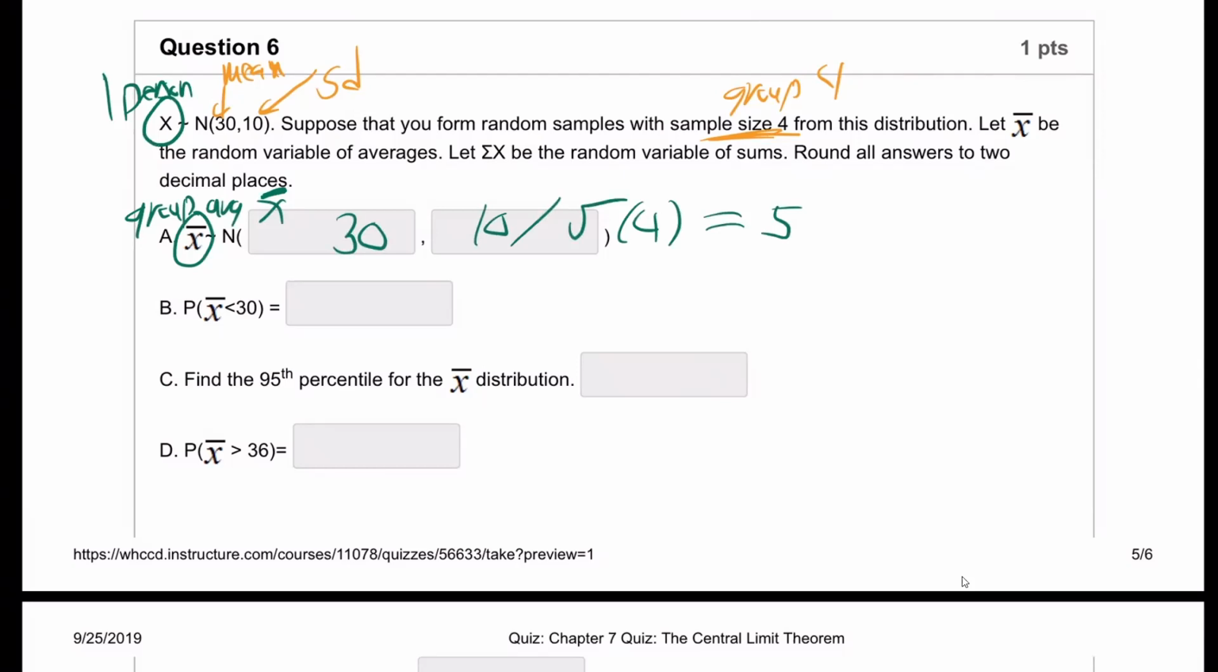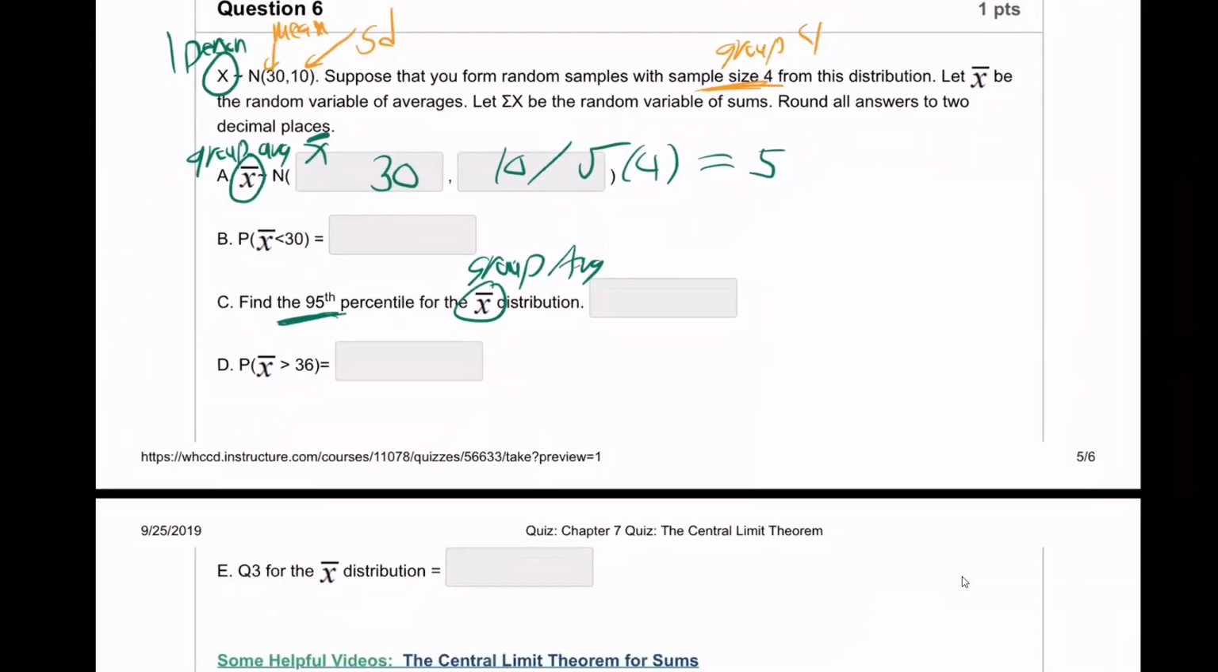Mr. Herrick, could you just go over part C real quick, just to refresh in my mind, and after this, I'm going to get out. Good idea. On part C? Yeah, so for part C, 95th, and again, this is X bar, so that's the group average. So how do we find the 95th percentile?